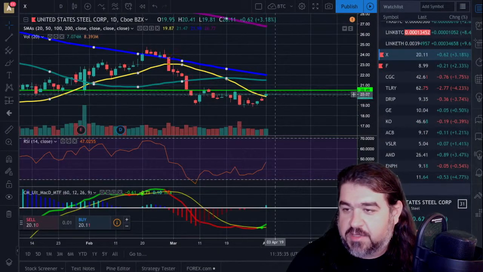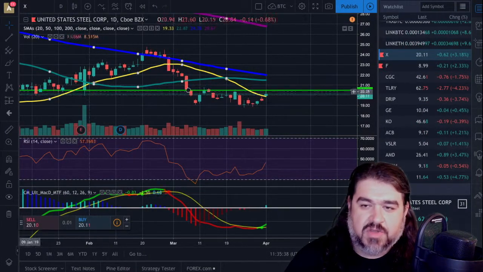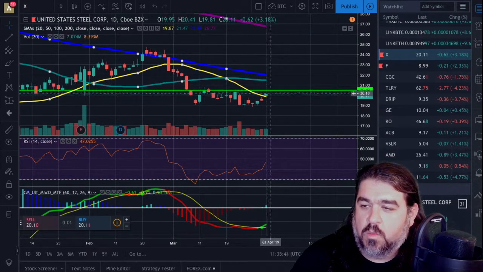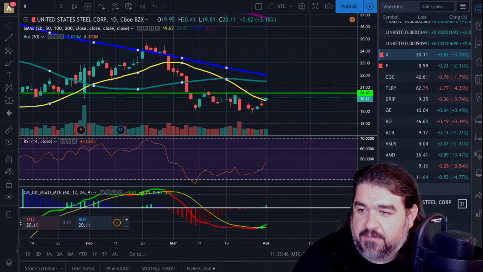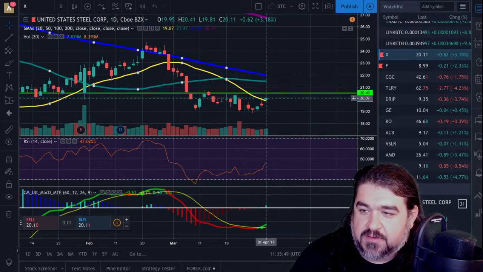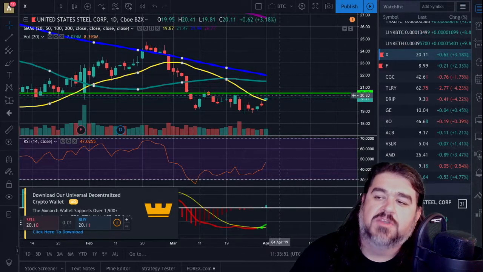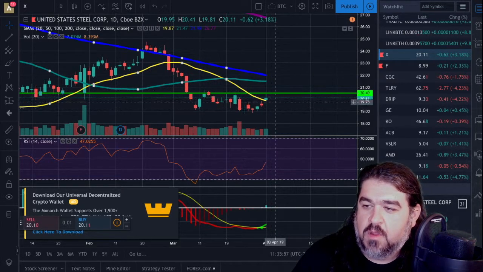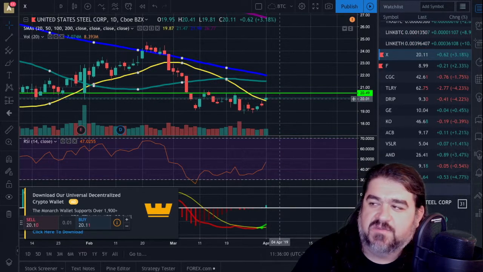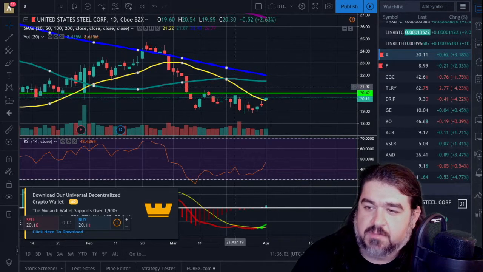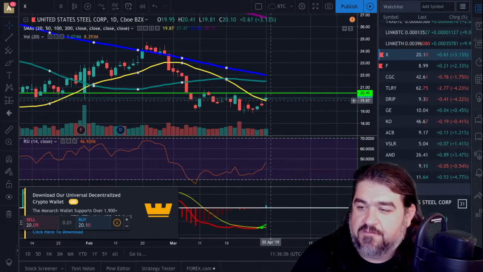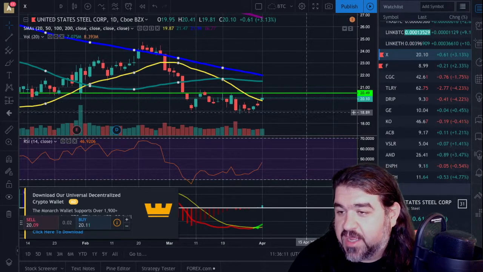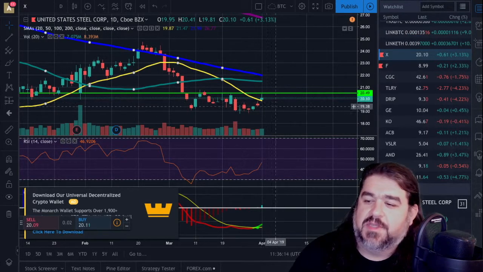If you see here, I drew this line of support, this line of structure. It's been support and resistance multiple times. So we hit right at that line and then came back down. This is a pretty significant line of structure. If United States Steel Corporation can break above this line, which I've set at about $20.50, that would be awesome. What it did do today is break above the 20-day moving average. But it looks like it's settling back down a little bit.